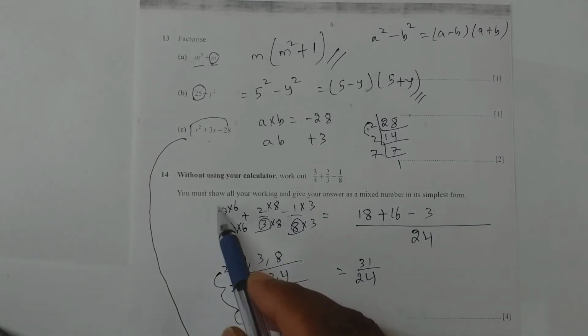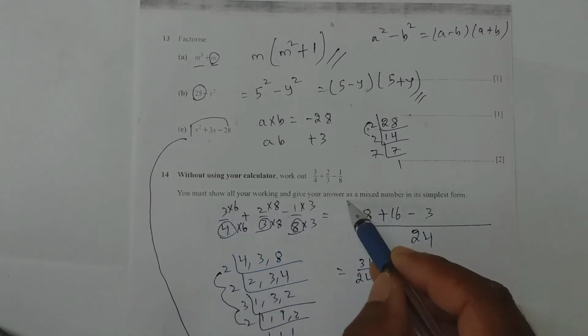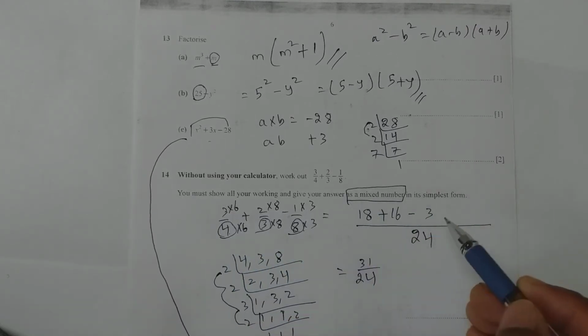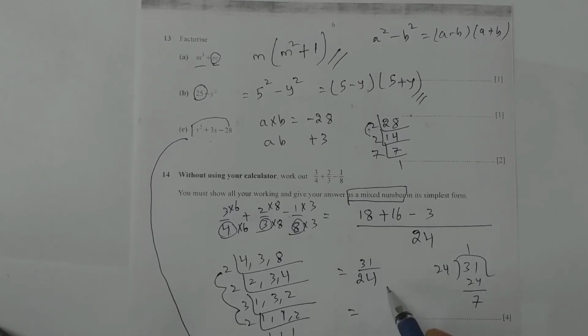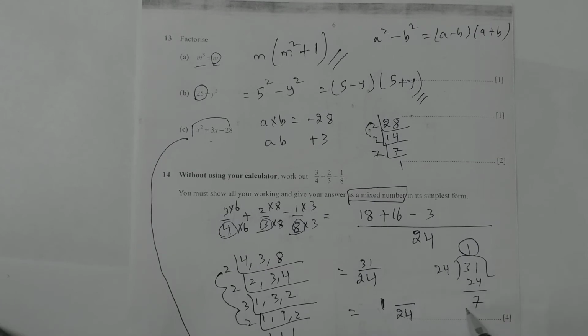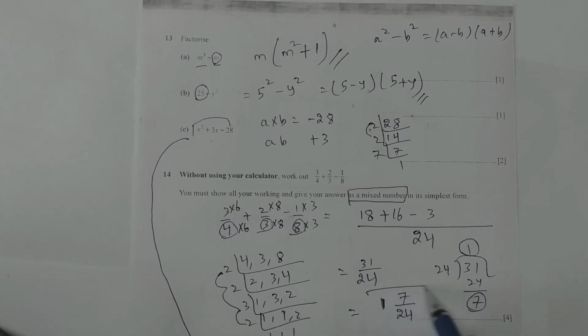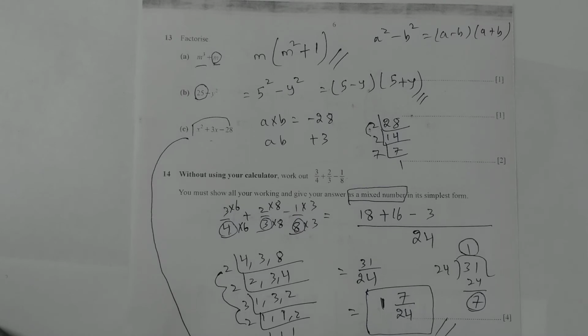But what are they asking? You must show all your working. Give your answer as a mixed number. As a mixed number I want. So divide 31 by 24. 24 ones are 24, remainder is 7. So here the 24 in the mixed fraction is the same 24. The quotient will come here, remainder will be here. So this is the mixed fraction of 31 by 24. Did you understand?